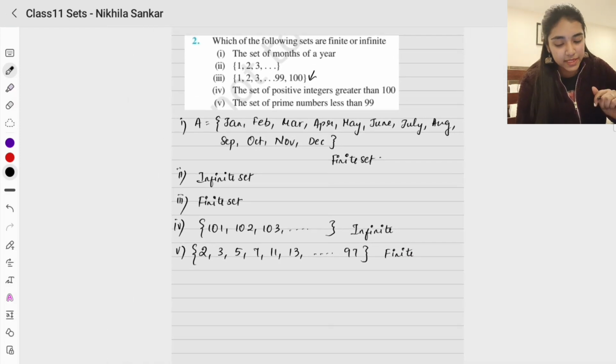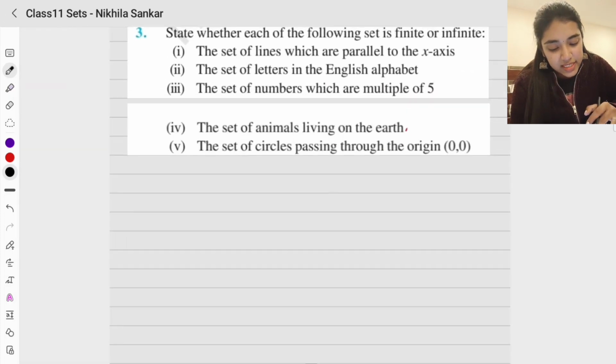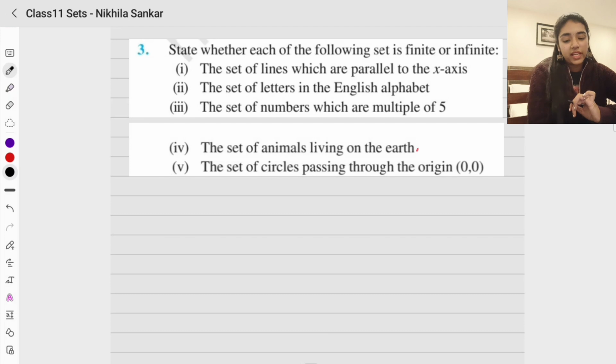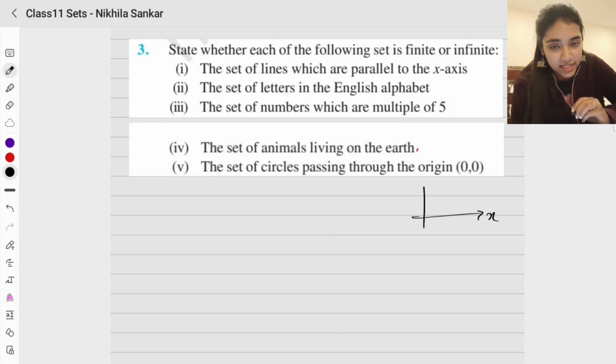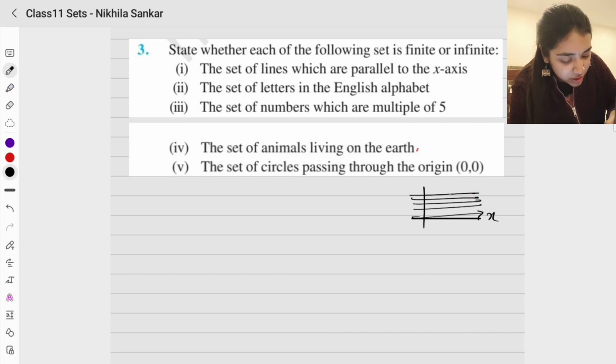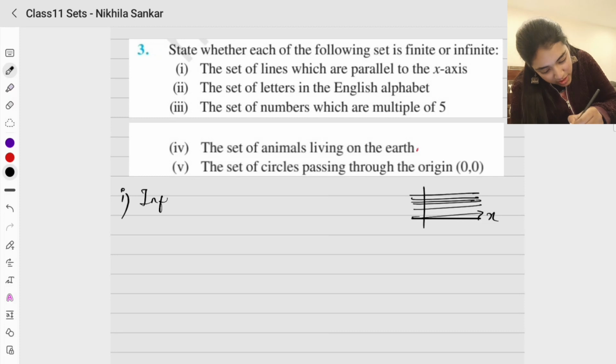Okay, please copy. Question number 3. State whether each of the following set is finite or not. Set of lines which are parallel to x-axis. If this is my x-axis, how many lines are there which are parallel to x-axis? The line which is on x-axis itself is parallel to x-axis. Then one line here, one line here, one line here, one line in the middle. So I can have infinite number of lines which are parallel to x-axis. So this is going to be infinite.